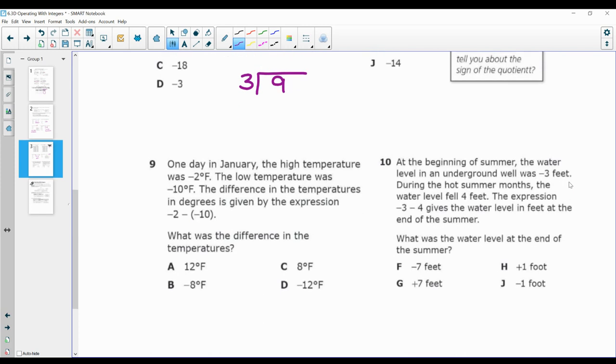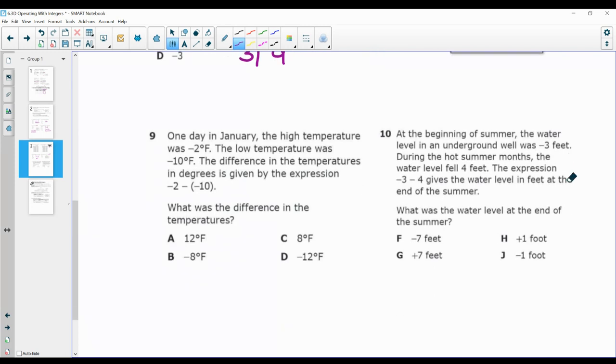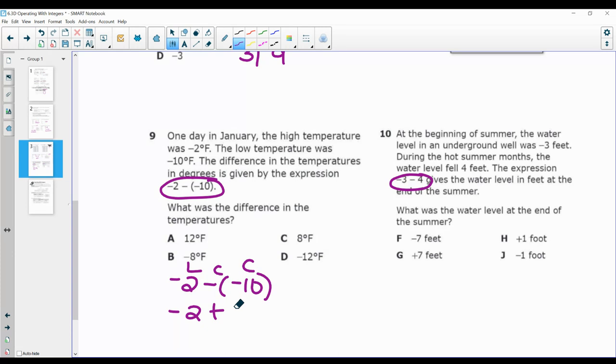Number 9 and number 10 give you the expression right here. So -2 minus -10, you would have to do LCC: leave it, change the minus to a plus, change the -10 to +10. Check if you have more negatives or more positives, and then you're going to subtract.